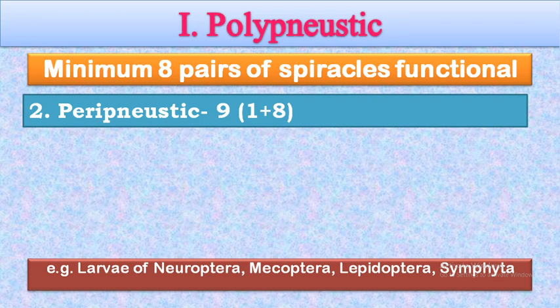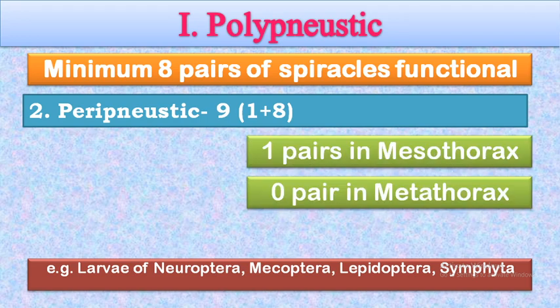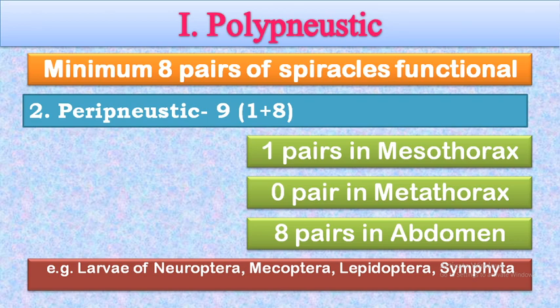One pair in mesothorax, then the metathoracic pair is non-functional, it is closed, and 8 pairs in abdomen. So perineustic 9 are functional, holoneustic 10 are functional. It means for easy understanding, you may say perineustic will be 108. Got it? It will be 108. The example: larvae of Neuroptera, Mecoptera, Lepidoptera, and Symphyta, etc.